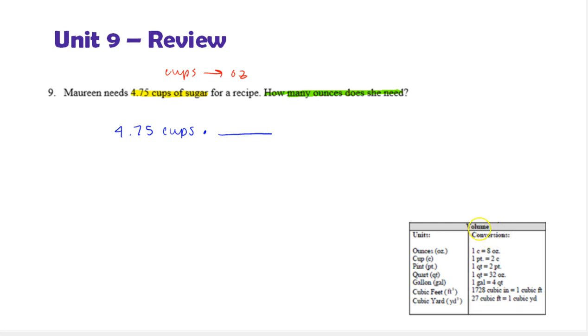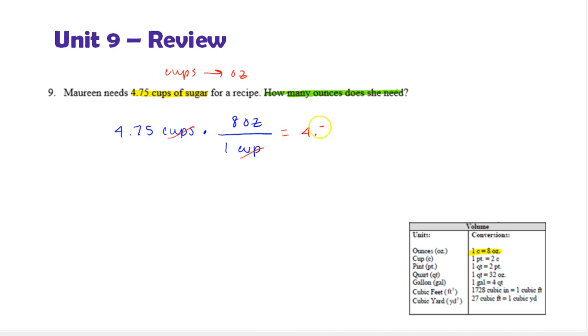So these are measures of volume or capacity. We want to relate cups to ounces. And I see this right here. So 1 cup equals 8 ounces. So I want cups to cancel, so I'm going to put 1 cup on the bottom. And I want to be left with ounces, so I'm going to put that on top. Okay. I'm going to check to make sure the appropriate units cancel. A cup's on top and 1 cup on bottom cancels.